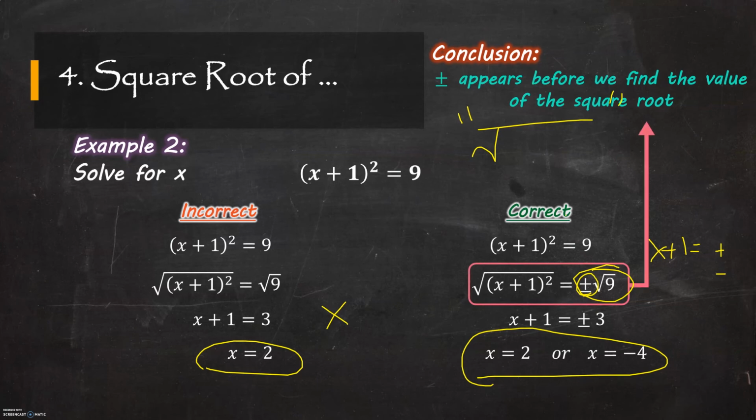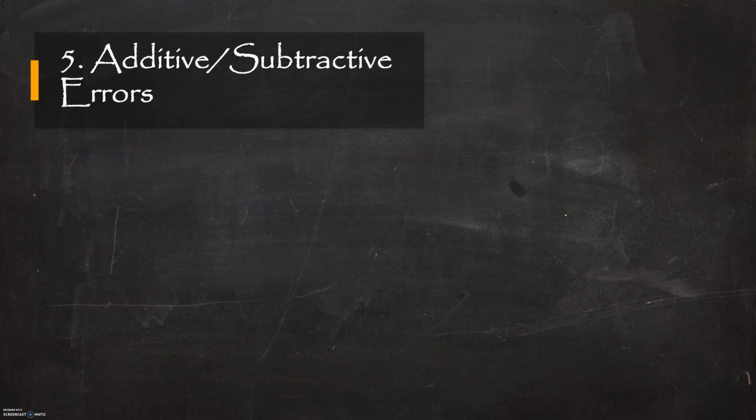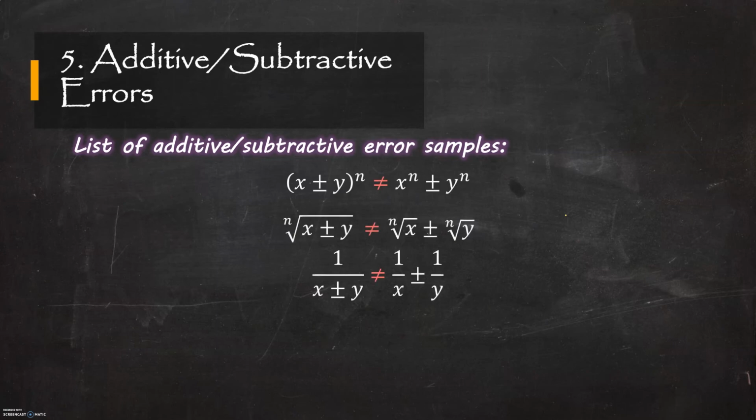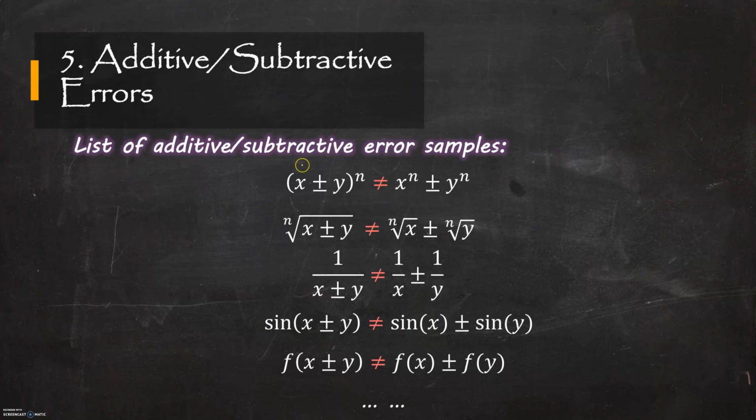And this step is really, really important. And number 5, additive and subtractive errors. Here I provide a list of those 2 error samples, and they are very straightforward. So let's say here we cannot split the terms when we have exponential functions, and we can't do that for the radical. We cannot do that to the denominator, but we can do it to the numerator.